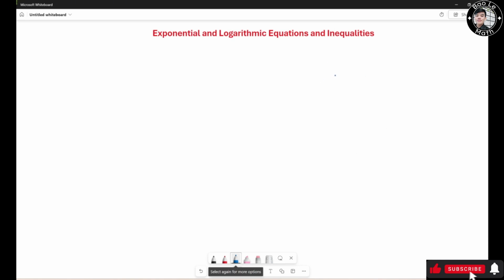Alright, the first formula you need to know is the exponential product property. We have a raised to the m times a raised to the n equals a raised to the m plus n. Now, if you have a raised to the m all together raised to the n, this is called the power property. So it's going to be a raised to the m times n.